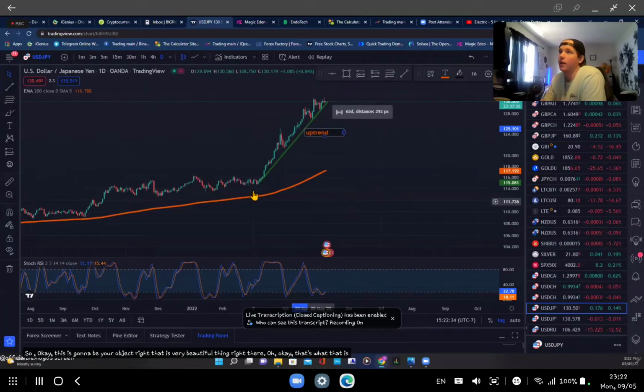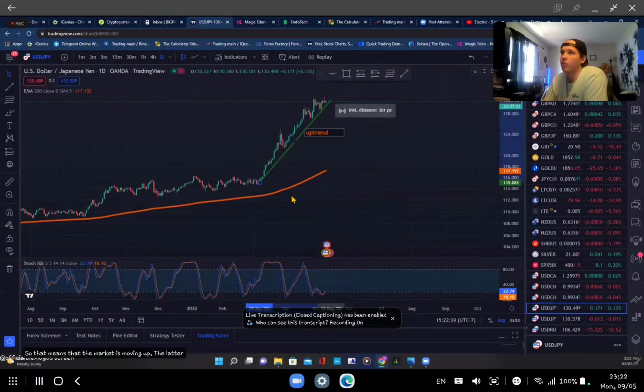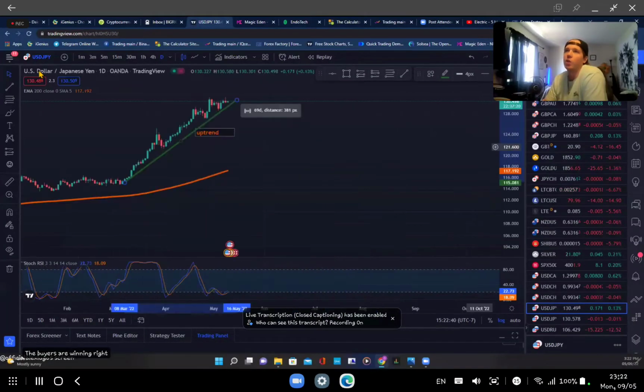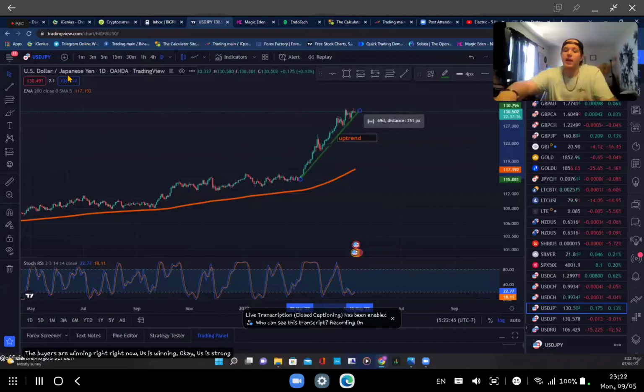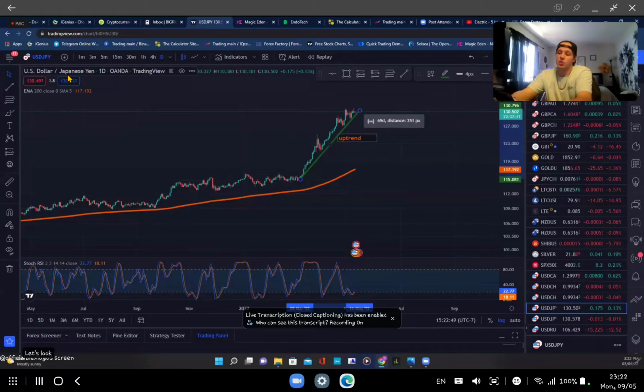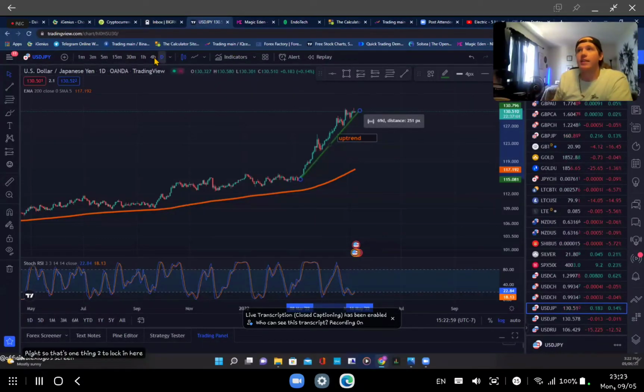So that means that the market is moving up the ladder. It's growing. The buyers are winning. Right now, the US is winning, okay? The US is stronger, I would think. I haven't even looked at my currency. Let's look. Because remember, we're on the daily too. So when you're on a daily chart, each candle is representing 24 hours and so on and so forth. So that's one thing to lock into your brain on each time frame.